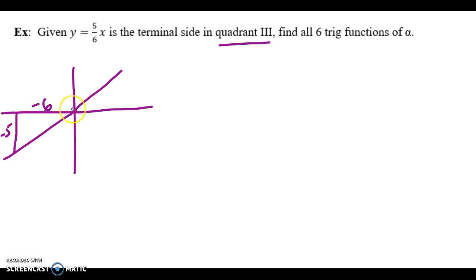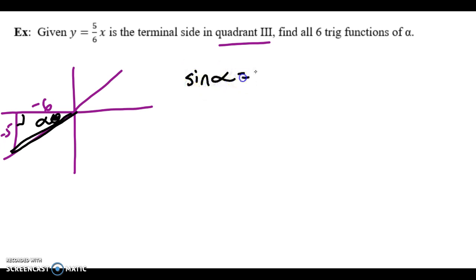The terminal side means this part is where we ended. And that's important because we're not talking about this angle that's closest to the y-axis. We're talking about this angle closest to the x-axis. And that angle is going to be called alpha. So, let's go ahead and find the 6 trig functions.